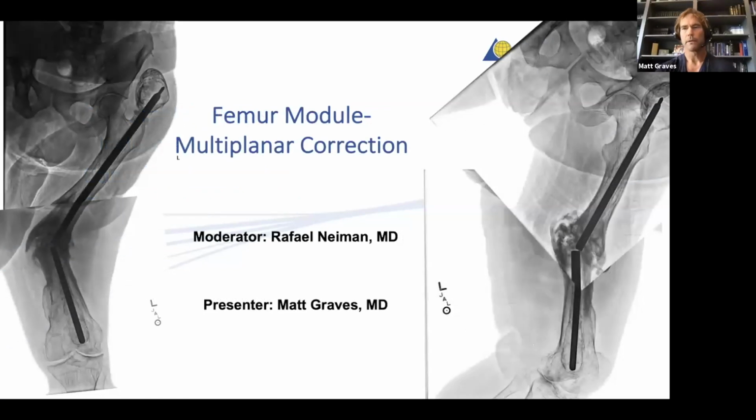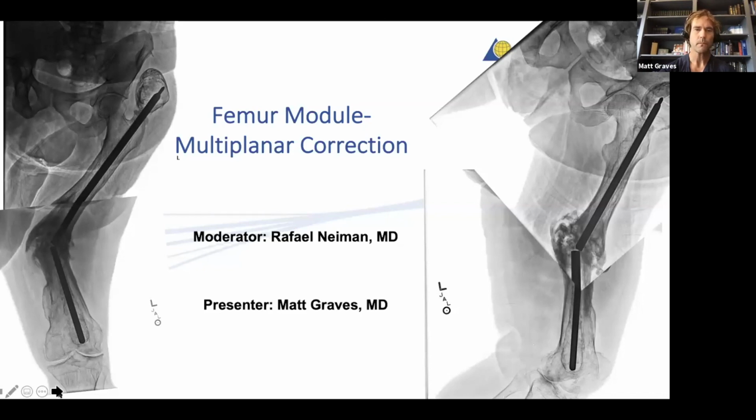Okay, so I appreciate the opportunity to talk to you guys a little bit about multiplanar correction in the femur. I think the previous lectures have been fantastic describing corrections in different planes, and this one is going to describe an osteotomy that allows for a little bit more utility in terms of correcting in all planes.